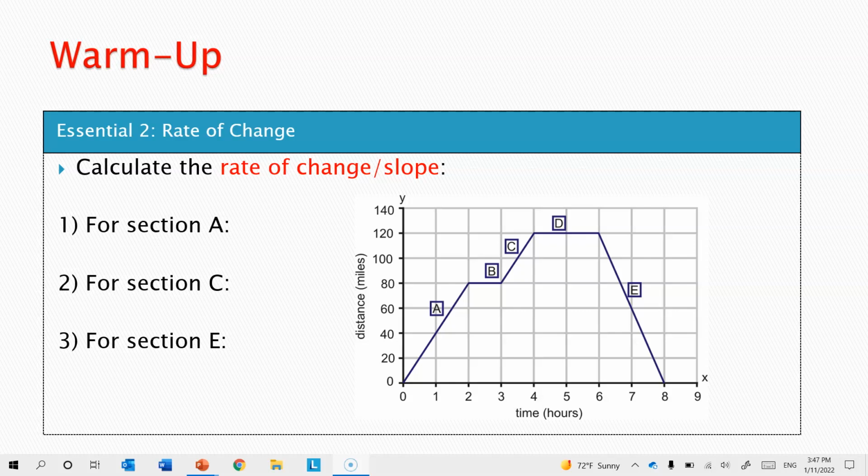Try this warm up. If you've already done it, go ahead and hit play, and then I'll go through the solution here. All right, guys. So here's our second essential from semester one. It's calculate rates of change. In other words, your slope.